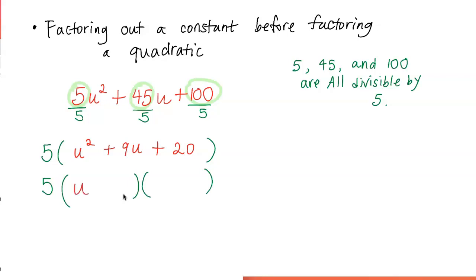U and U, what times what multiplies to be 20? 5 times 4 is 20, and if they're both positive, they will add up to 9. So that is how you can factor out a constant before factoring a quadratic. Let's go over one more problem.